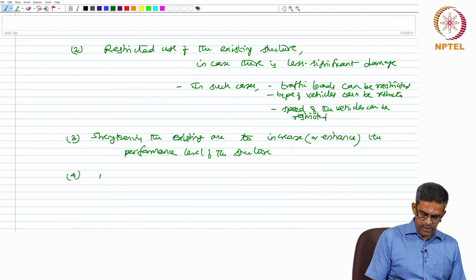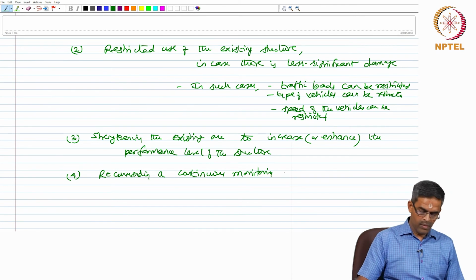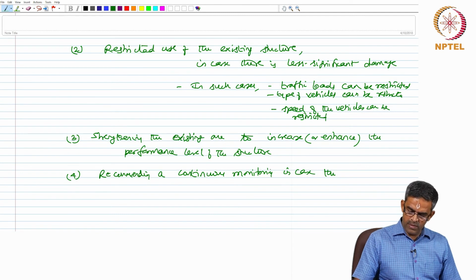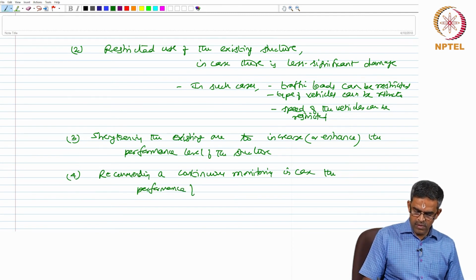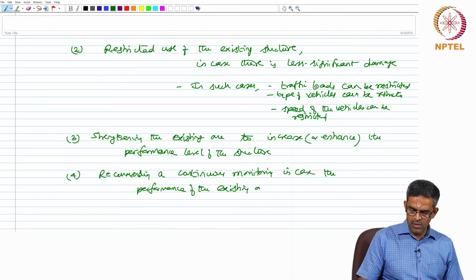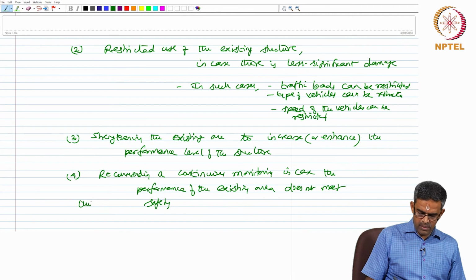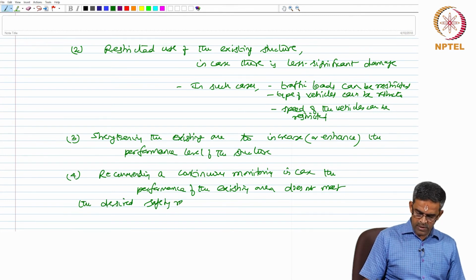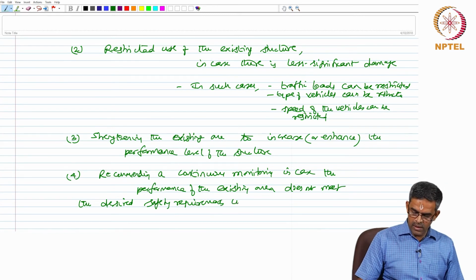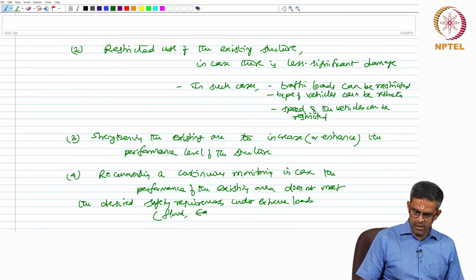The fourth could be recommending a continuous monitoring in case the performance of the structure, that is the existing ones, does not match or does not meet the desired safety requirements under extreme loads such as flood, earthquake, hurricane, etc.